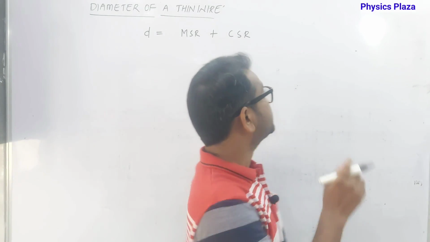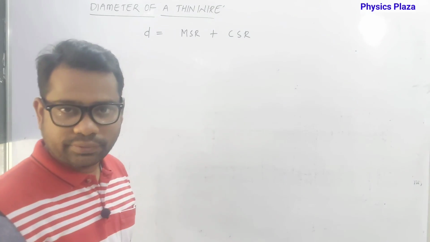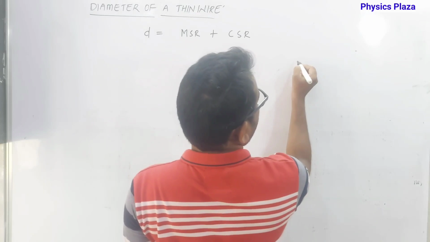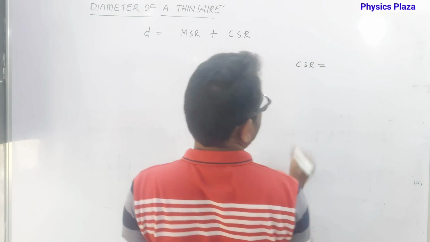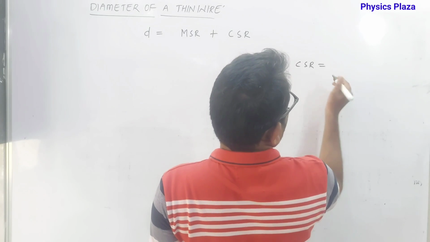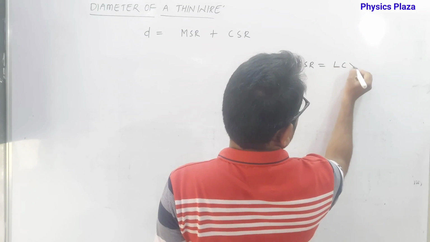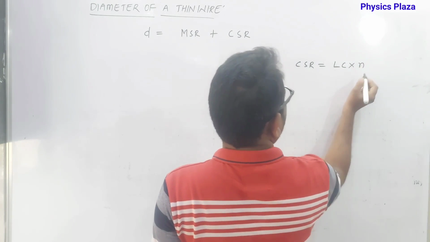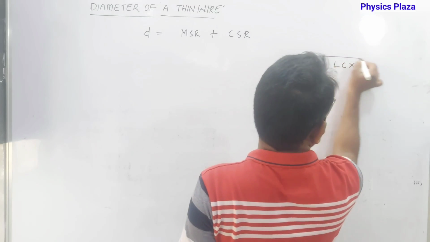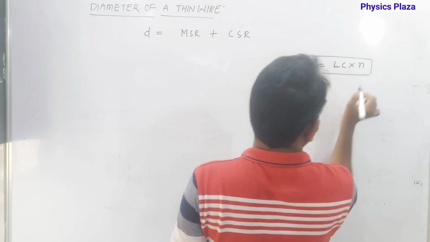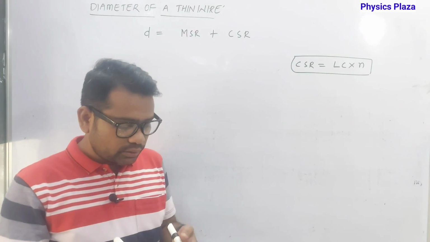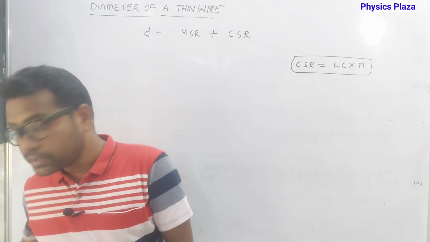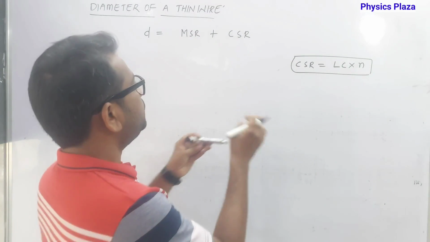But how to calculate this circular scale reading, children? It's very important. The circular scale reading is equal to the least count into the number of coinciding divisions, n. I'll tell you in a simple manner how to take that n value also. It's very simple.